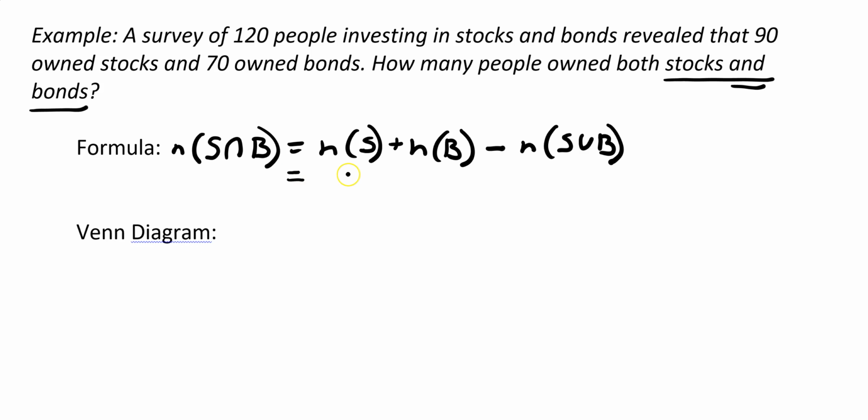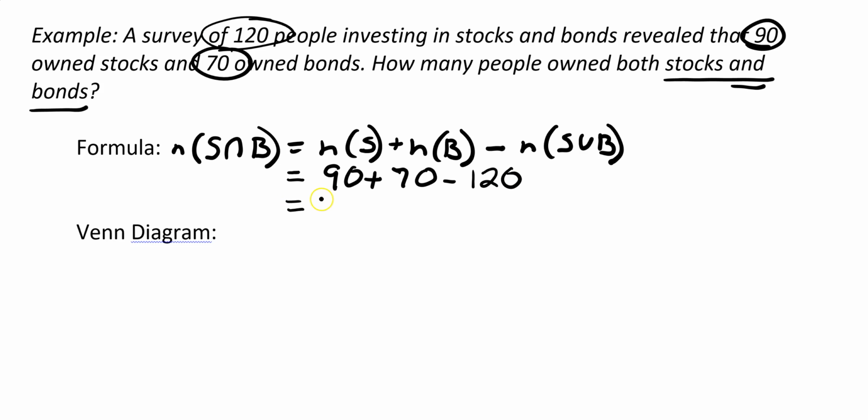The number that are in stocks only is 90. I shouldn't say stocks only. The number invested in stocks is 90. The number invested in bonds is 70. And the number invested in both stocks and bonds is 120. So I can see that this simplifies down to 40. That tells me that the number that are invested in both stocks and bonds is only 40.